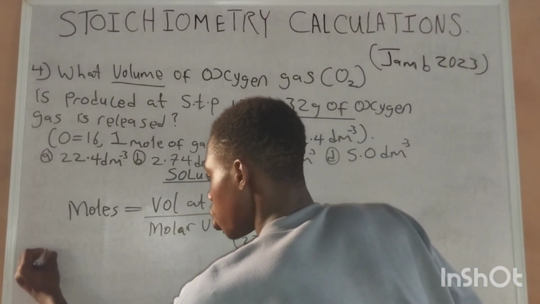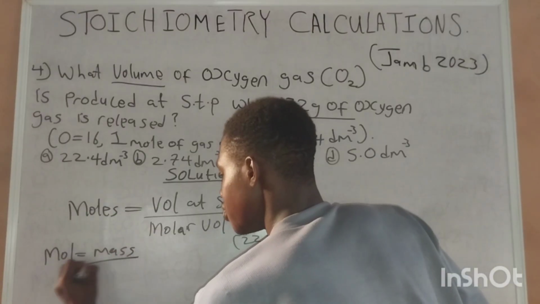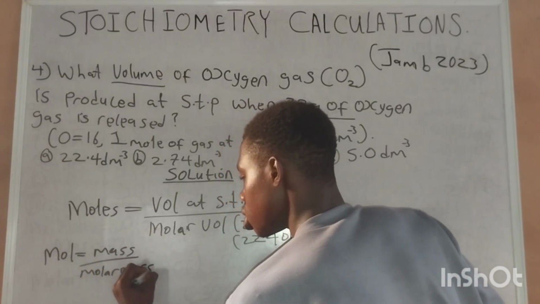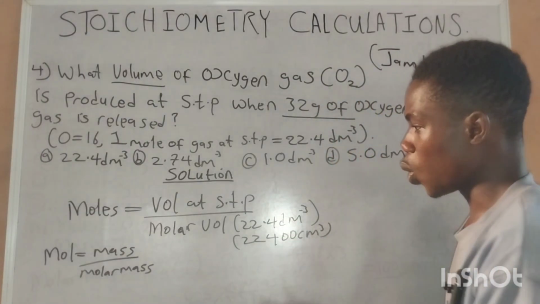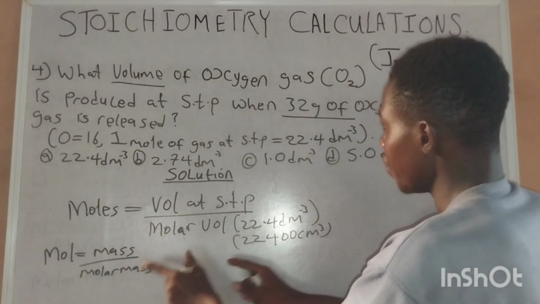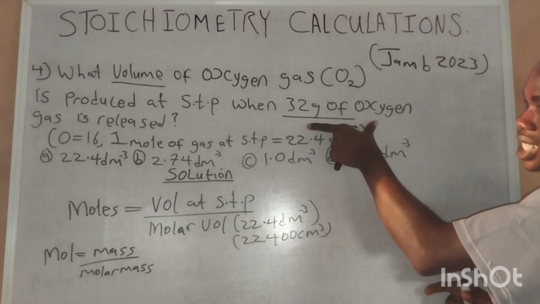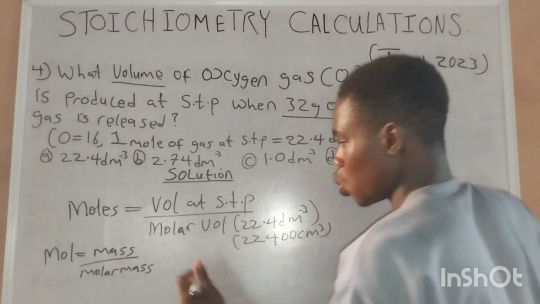Mole equals mass divided by molar mass. So this formula will be able to find our mole first. Now in the question, which mass did they give us? 32 grams of oxygen gas. So the mass they gave us in the question was 32 grams of oxygen gas.